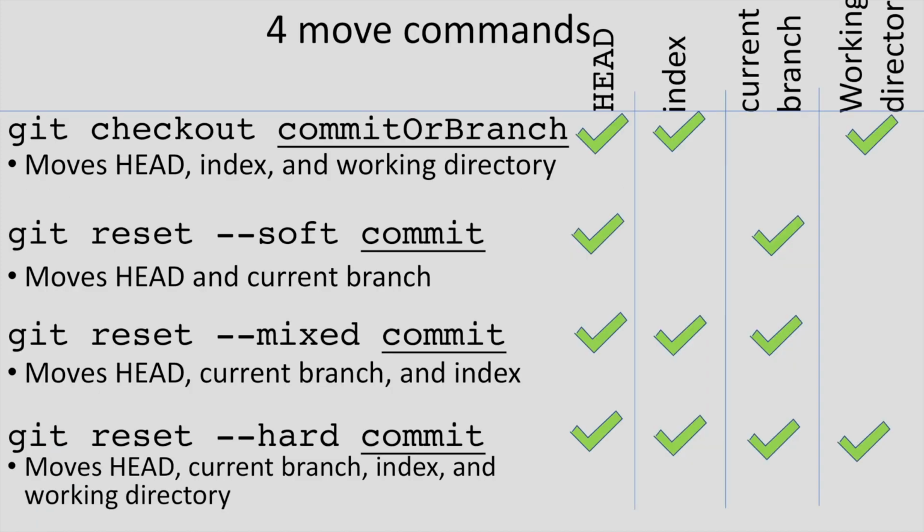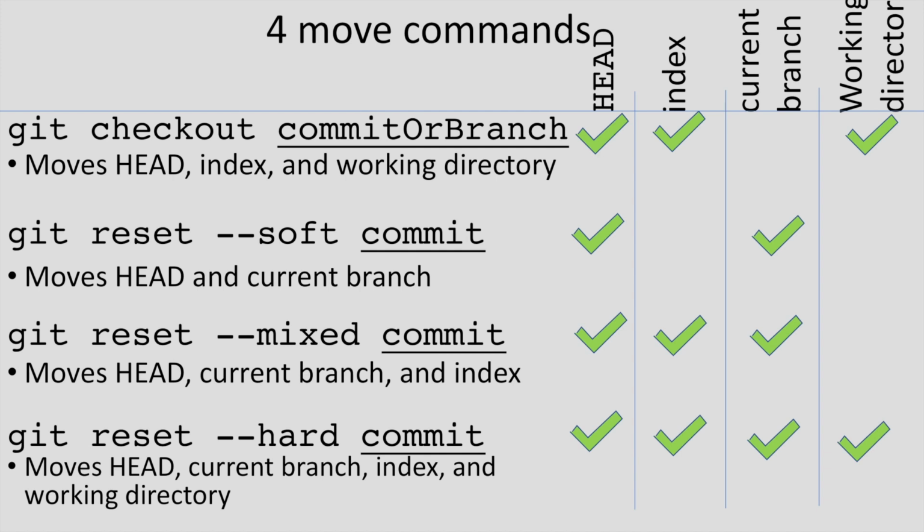This slide shows 4 commands that move head. Git checkout moves head, the index, and the working directory. Git reset --soft moves head and the current branch. Git reset --mixed moves head, the current branch, and the index. And git reset --hard moves head, the current branch, the index, and the working directory.